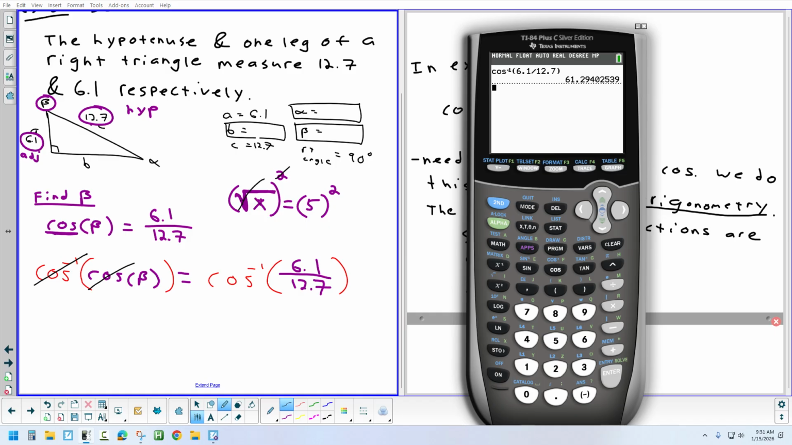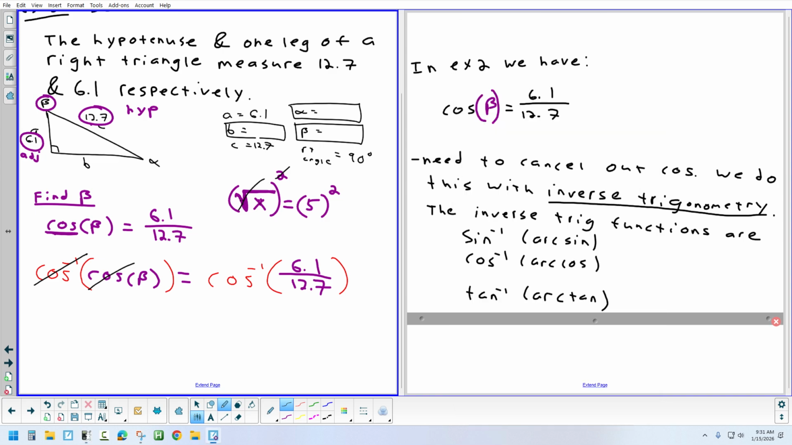And that gives us 61.294. And what did we just solve for? Yep. Beta, which is an what? It's an angle. So we need to make sure we put the proper label on it, which in this case is degrees, because my calculator is in degrees. 61.294 degrees. Okay. Now, we're not going to add beta and 90 and subtract from 180, because if beta is wrong, now you're going to get alpha wrong. We're going to find alpha the same way we just found beta.